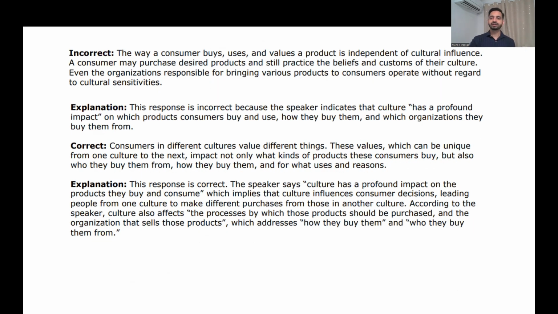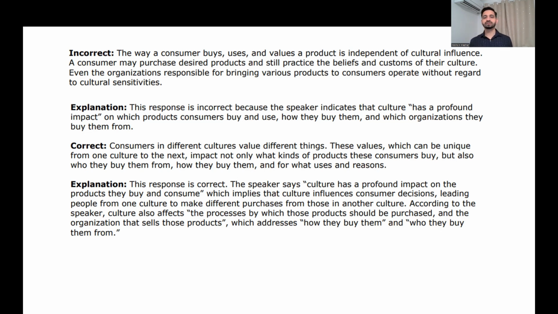Let's read number three. In here, the way a consumer buys, uses, and values a product is independent of cultural influence. And it is not independent. We know that. So that information is wrong straight away, but we can keep reading. A consumer may purchase desired products and still practice beliefs and customs of their culture. Even the organization responsible for bringing various products to consumers operates without regard to cultural sensitivity. That information is not mentioned.